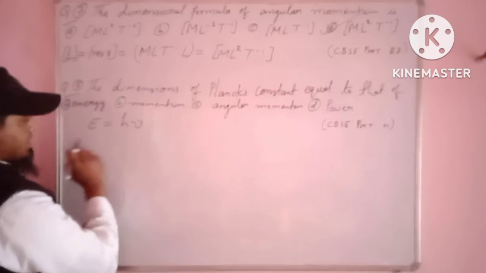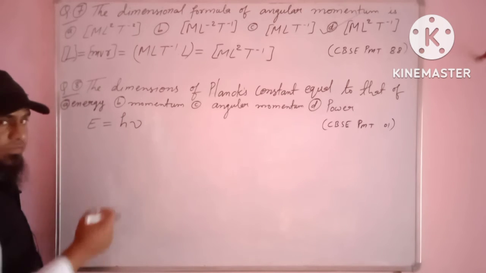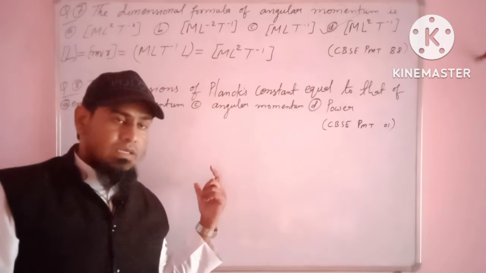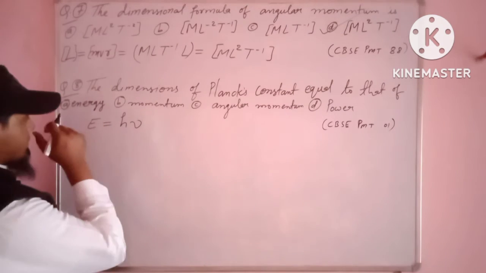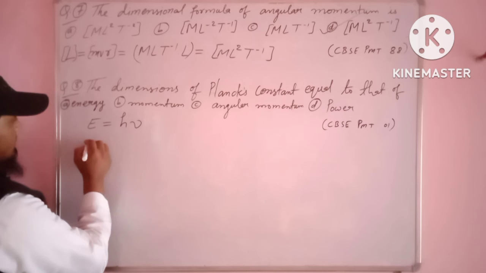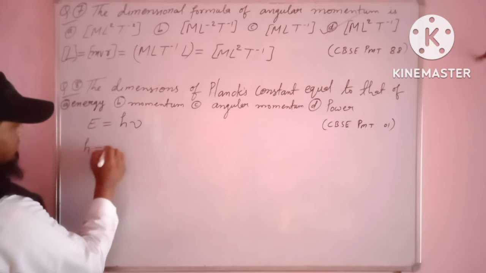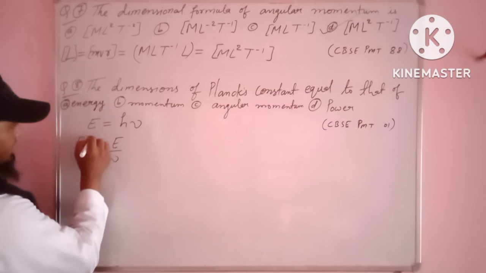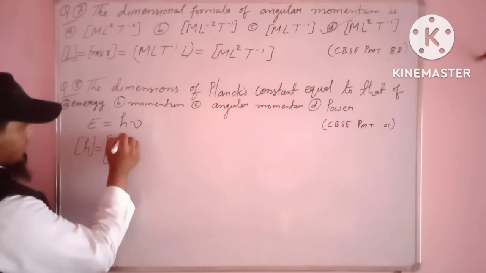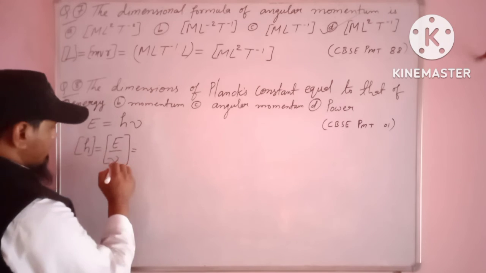E is the energy of a photon. The energy of a photon is given by E is equal to h into nu, where nu is the frequency. Therefore h is equal to E upon nu. So the dimensions of h will be equal to the dimensions of E upon the dimensions of frequency.